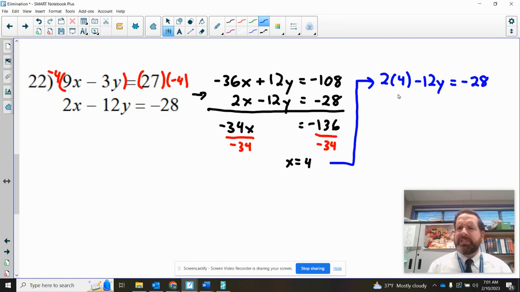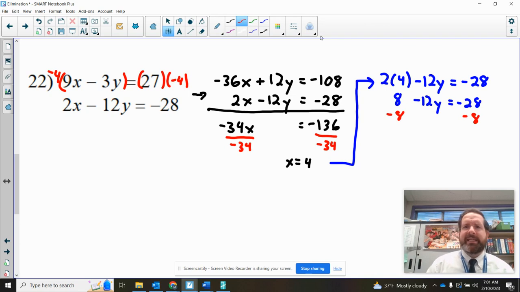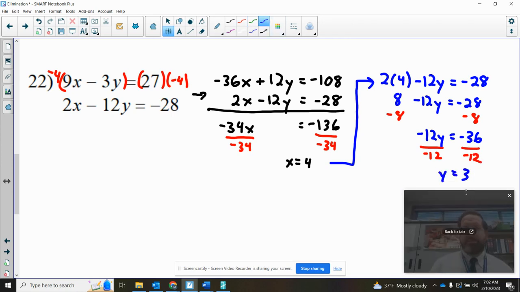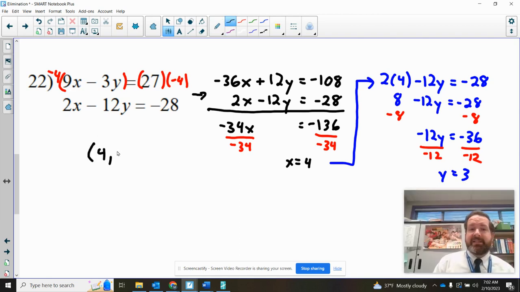Let's simplify this first. 8 minus 12y equals negative 28. We want to get y by itself, so subtract 8. Subtract 8. That's going to go to 0. Negative 12y is equal to negative 36. Divide by the negative 12. And we've got y equals positive 3. Okay, so I think my final answer is x is 4, y is 3.